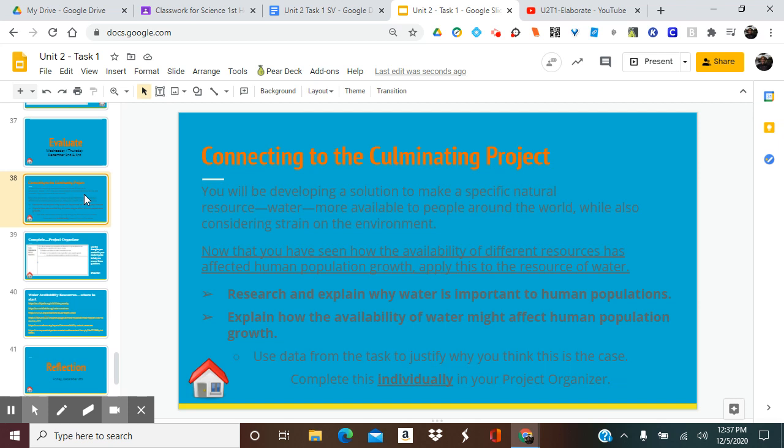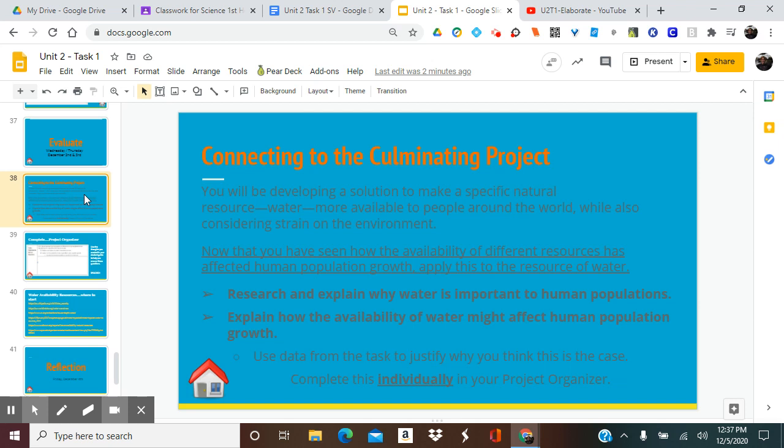So you don't want to do what they did with the Aral Sea. You don't want to pollute that environment just to give people water. Okay, so you have to think about that. Now that you've seen how natural resources affect human population growth, you're going to apply that knowledge to water.